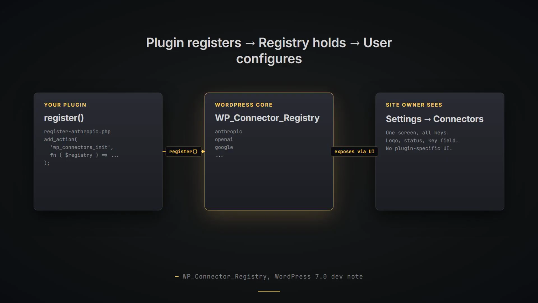In the middle, WordPress core, holding the connector registry. The registry collects every connector every plugin registers, keyed by ID, and exposes a few helper functions for reading them back. On the right, the site owner. Core exposes the registry through one screen in the admin, the connectors page. The plugin never talks to the UI directly. The plugin describes a connector, and core does the rest. Render the card, save the key, sanitize the value, mask the display.